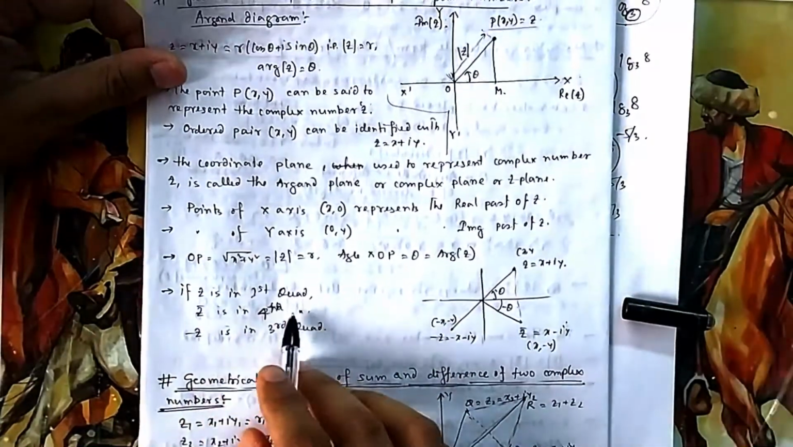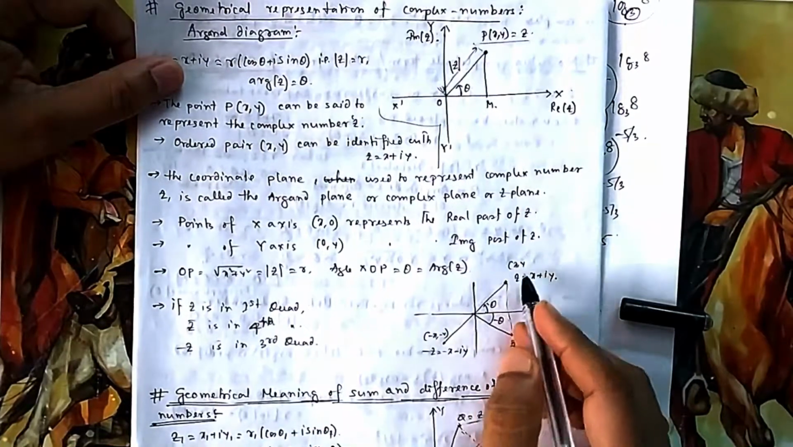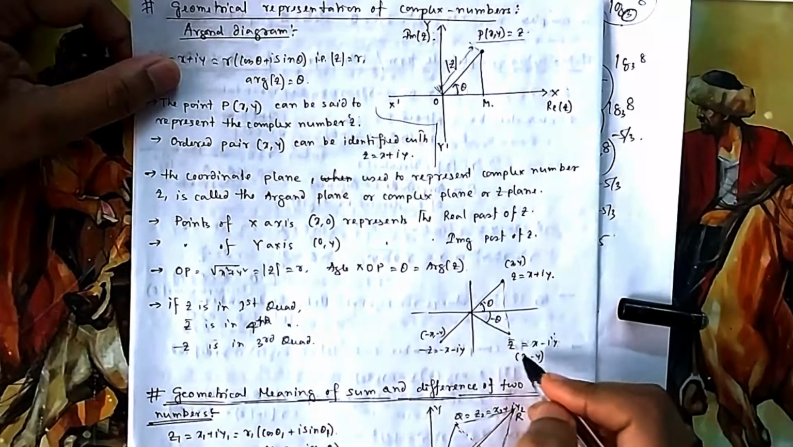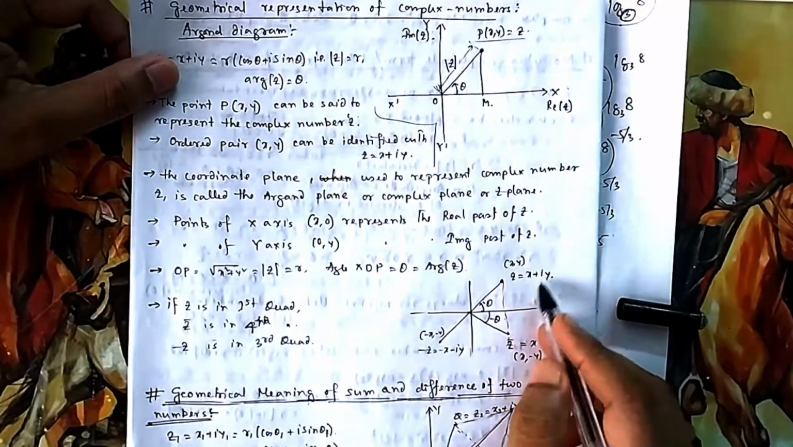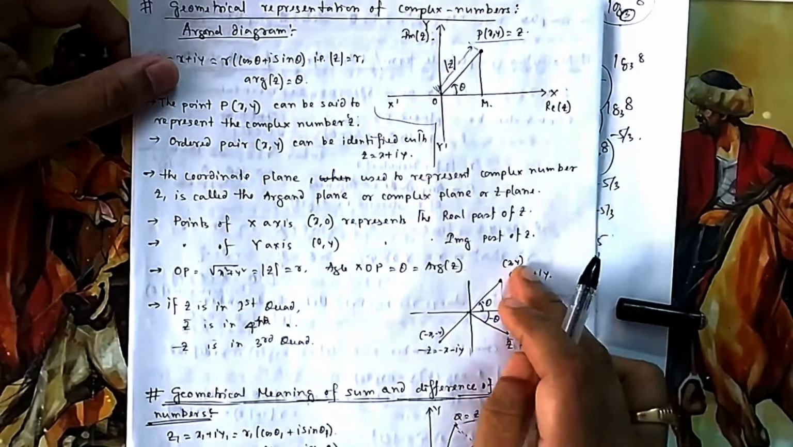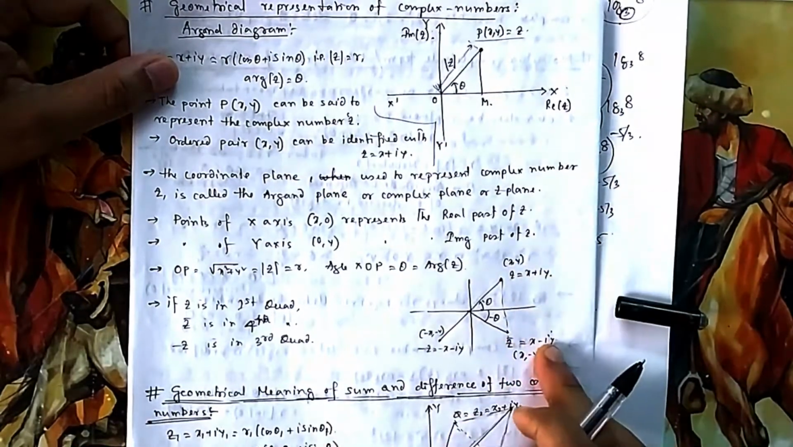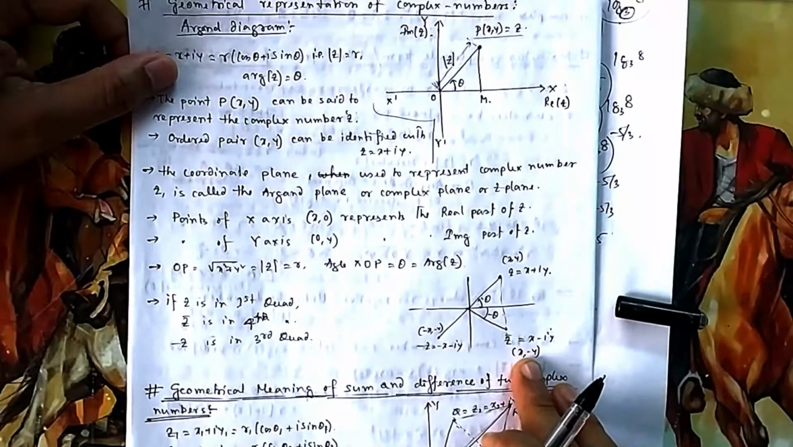Okay, suppose your z is in the first quadrant, representing the point (x, y). Then what is (x, minus y) here? This is nothing but z bar. So if z is here, z bar will come here. If z is in the first quadrant, then z bar will come in the fourth quadrant. Only the sign of the imaginary part changes, so x will remain the same and y will be minus.